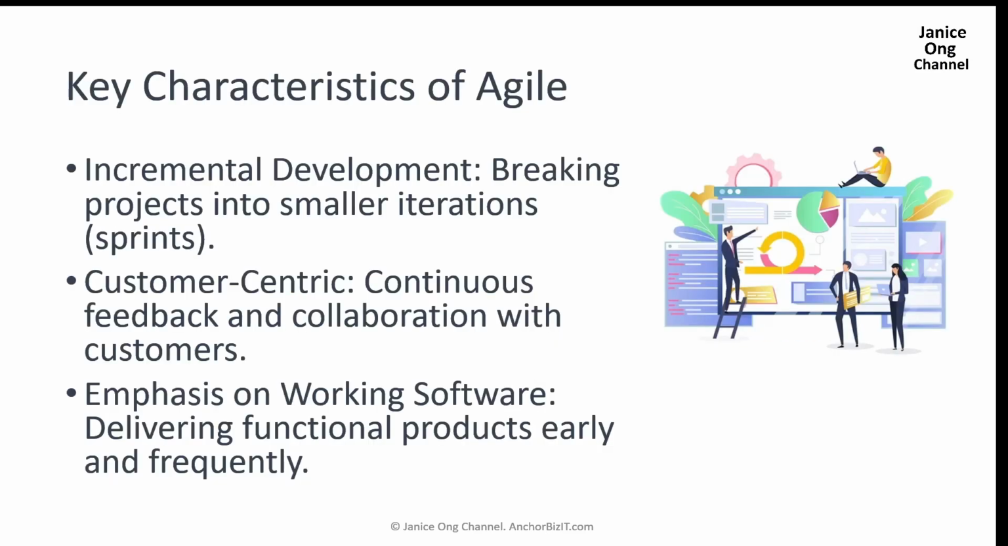What are the key characteristics of Agile? Agile methodologies often involve breaking a project into smaller, manageable increments called sprints or iterations. Teams work on these iterations, which typically last from 1 to 4 weeks, and aim to deliver a working product increment at the end of each iteration. This approach allows for regular feedback, continuous improvement, and the ability to respond to changing requirements.